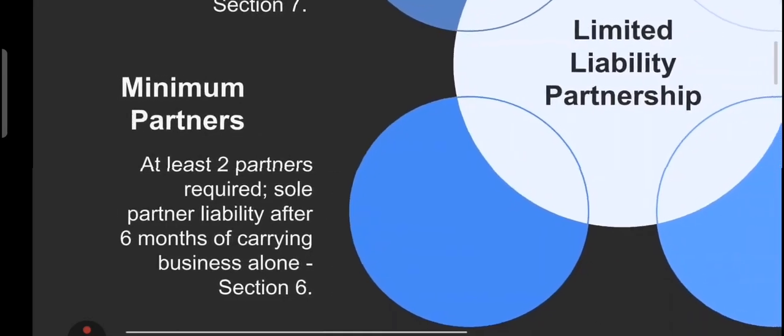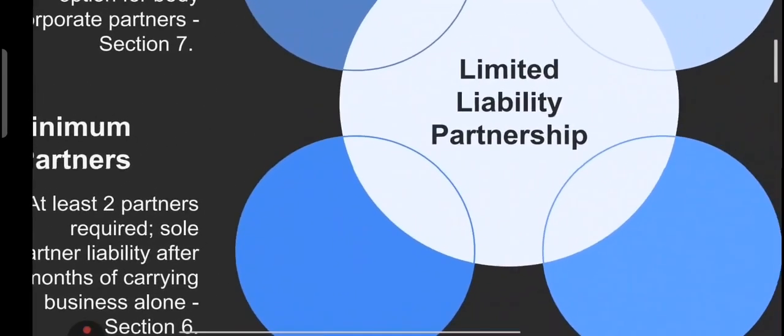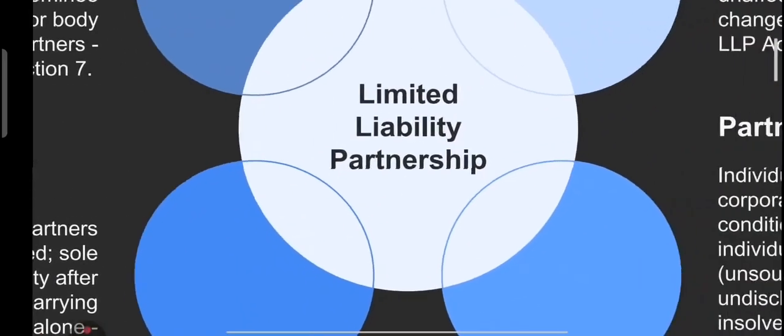So 6 months. Personal liability after 6 months of carrying on business alone, as per Section 6. Minimum 2 partners and personal liability after 6 months.